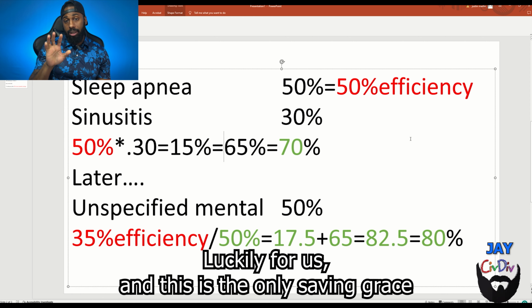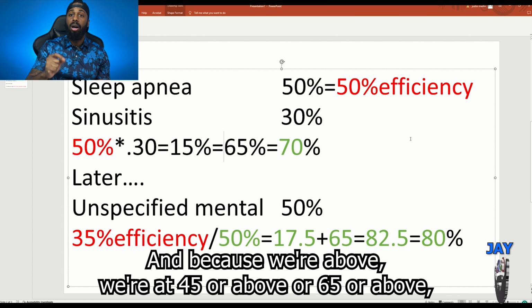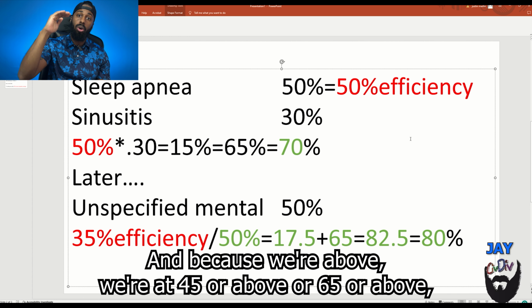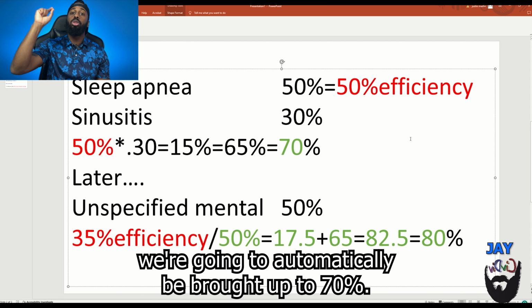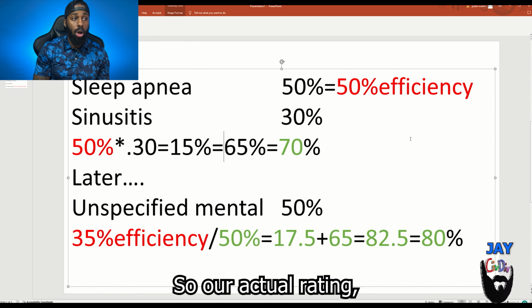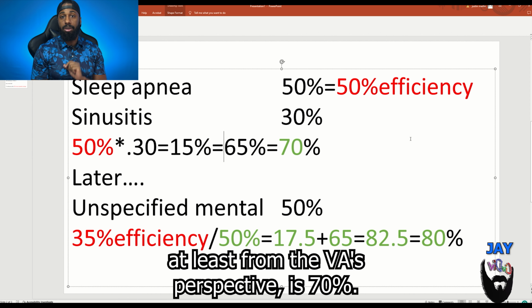Luckily for us, and this is the only saving grace to this whole method, the VA goes to the nearest 10th. And because we're at 5 or above, so 65 or above, we're going to automatically be brought up to 70%. So our actual rating, at least from the VA's perspective, is 70%.